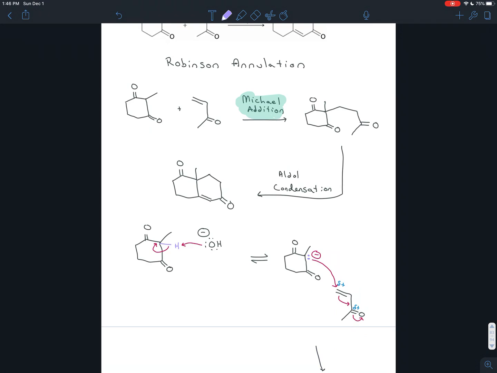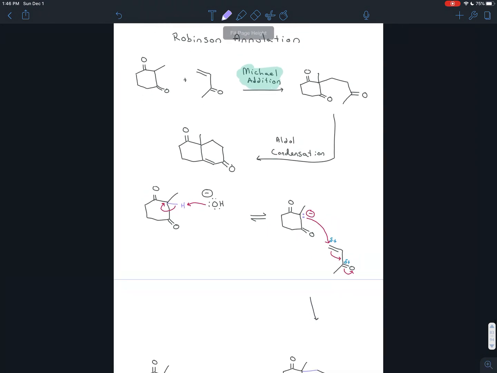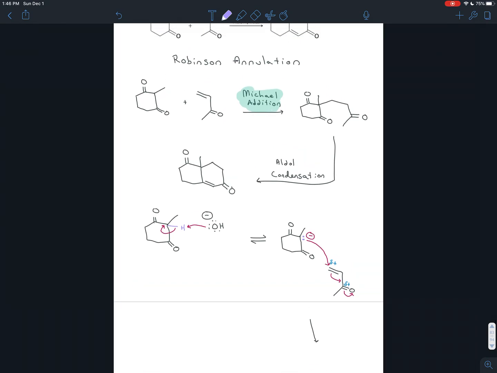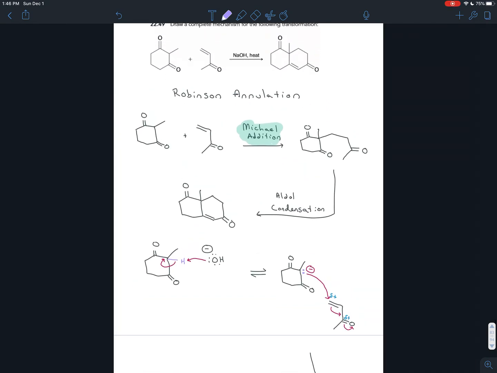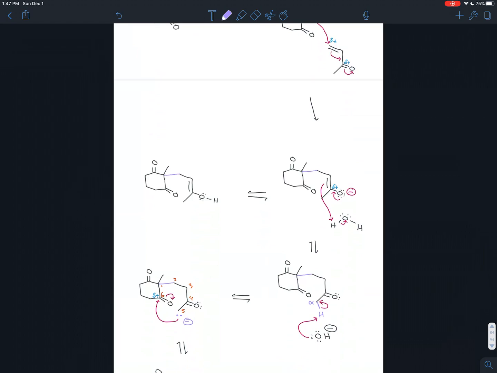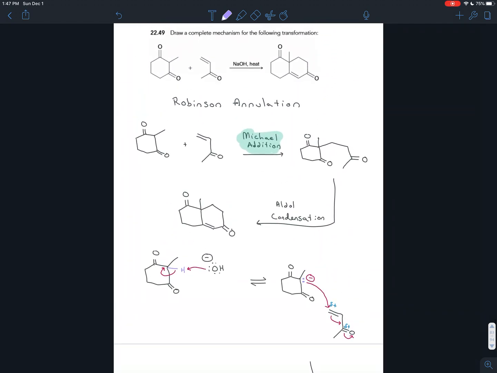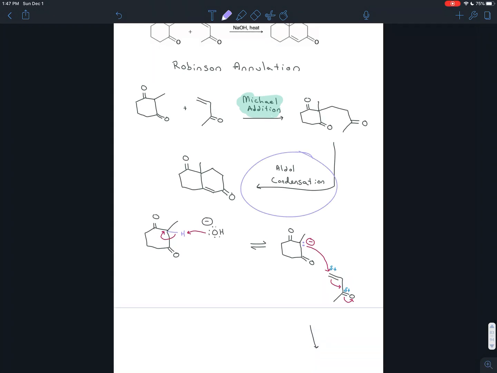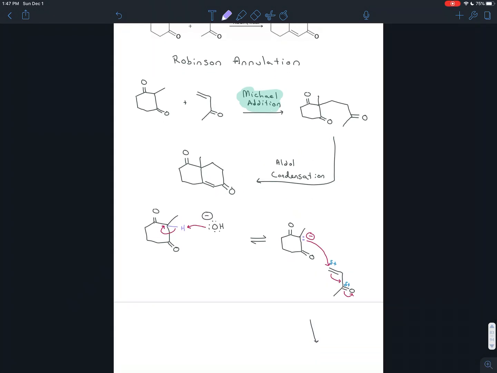So in this Robinson annulation, the mechanism for which is really long and complicated, you see the power of connecting these separate reactions to each other. Nothing new. There's nothing new in this video. You've seen the Michael additions before, and you've seen the aldol condensation before. All you're doing is putting them together. But you design molecules in such a way that you can form these rings in them.